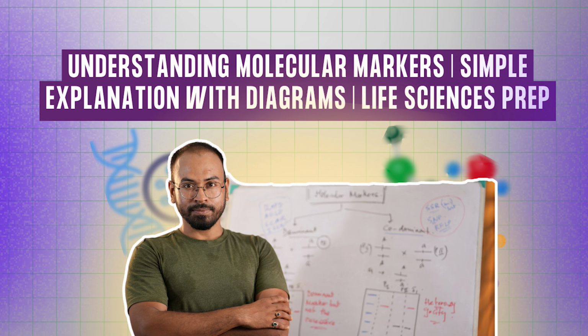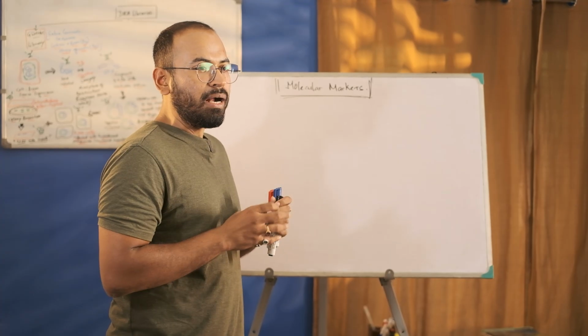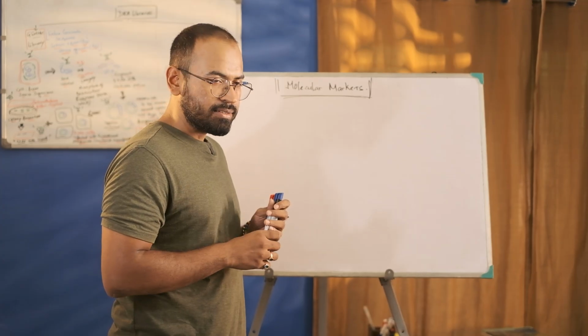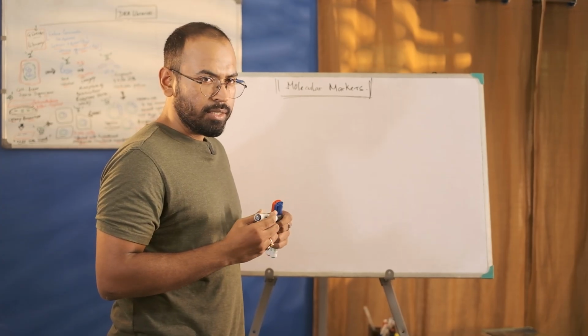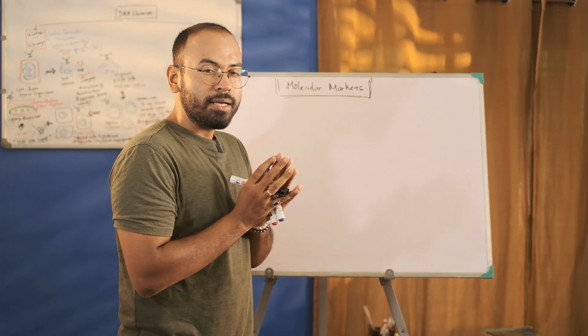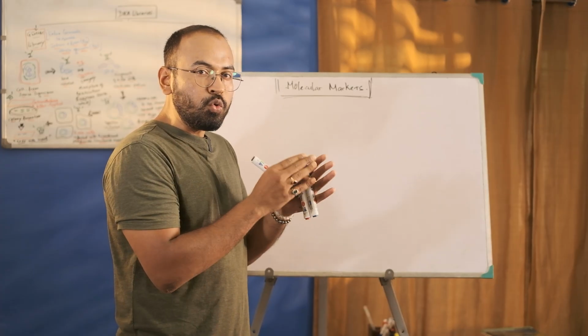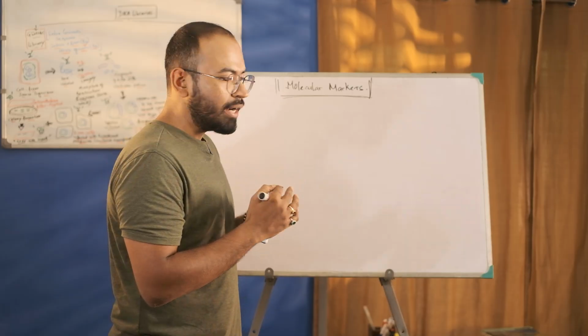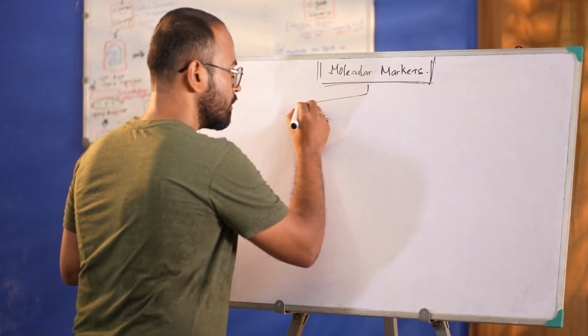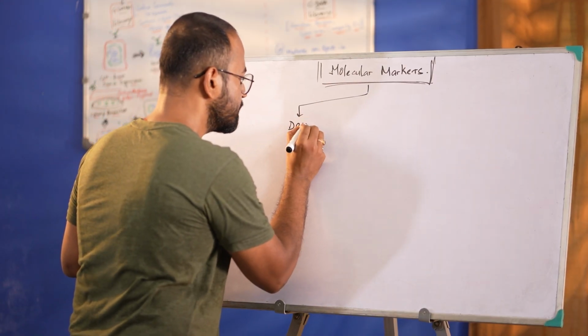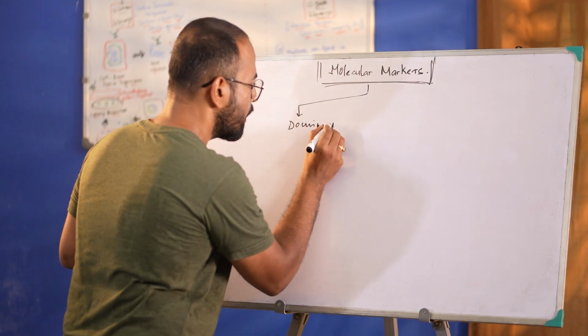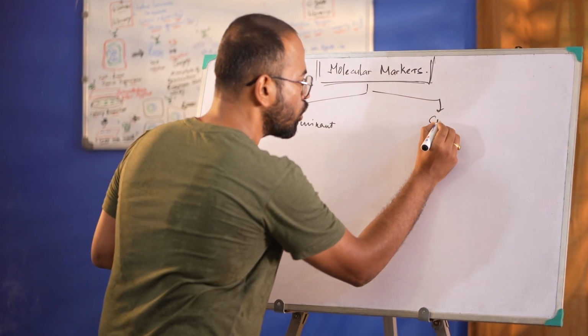Today's topic we will discuss is molecular markers, which is an essential part when it comes to the CSIR NET as well as GATE examination. Now, coming to the topic, molecular markers can be characterized into two basic aspects. One is dominant marker, another one is codominant marker.